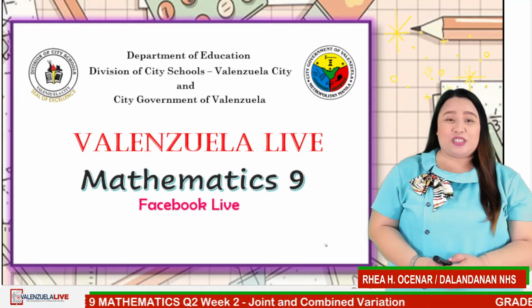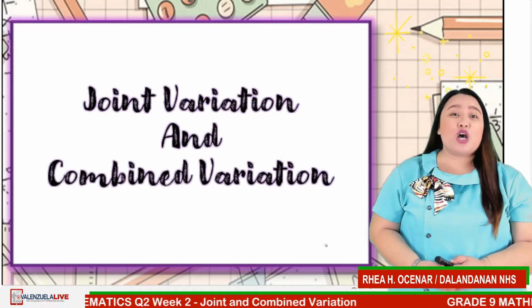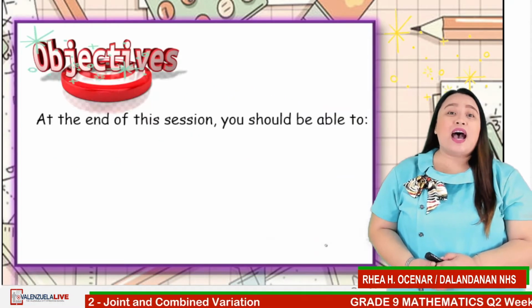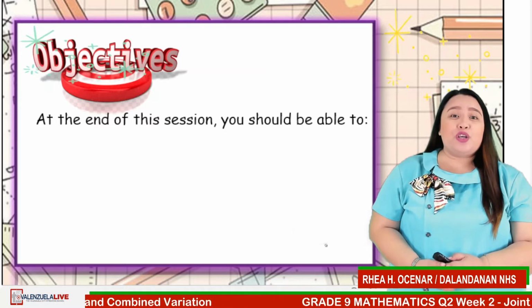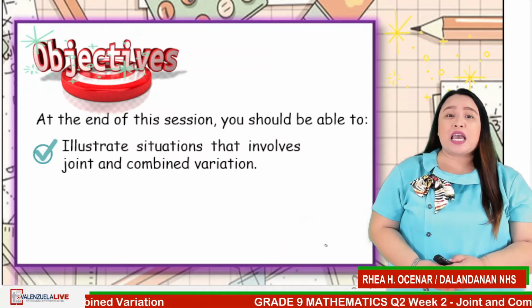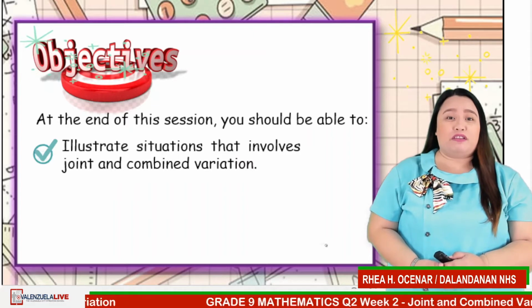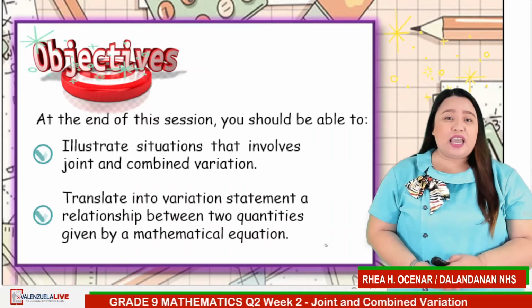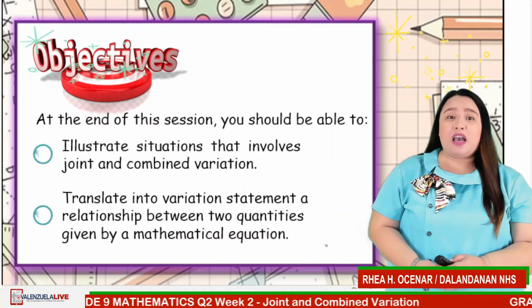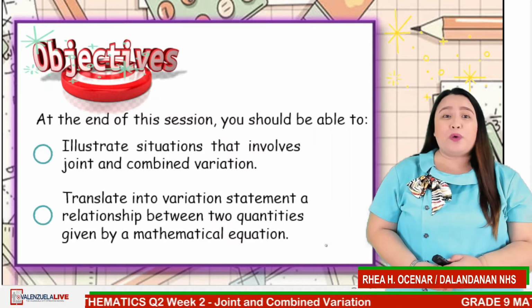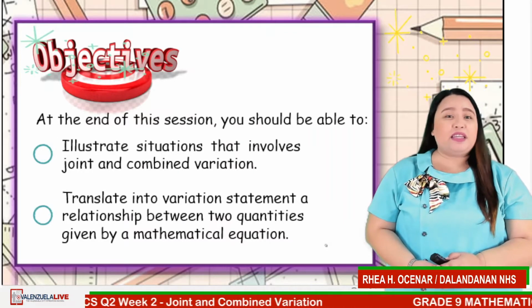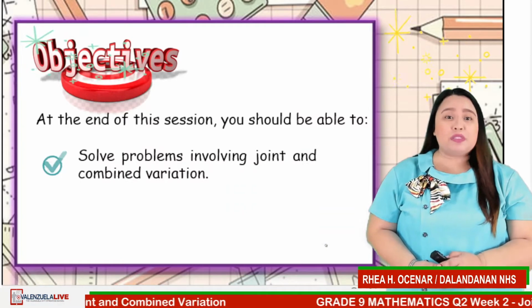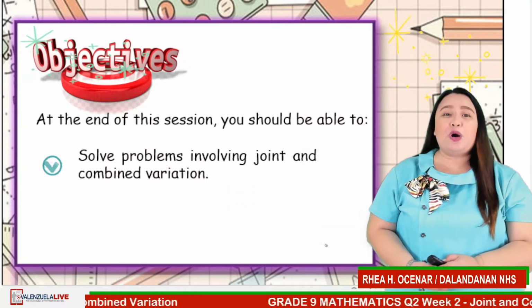Our today's lesson is about joint and combined variation. At the end of this session, you should be able to illustrate situations that involve joint and combined variation, translate into variation statement a relationship between two quantities given by a mathematical equation, and solve problems involving joint and combined variation.